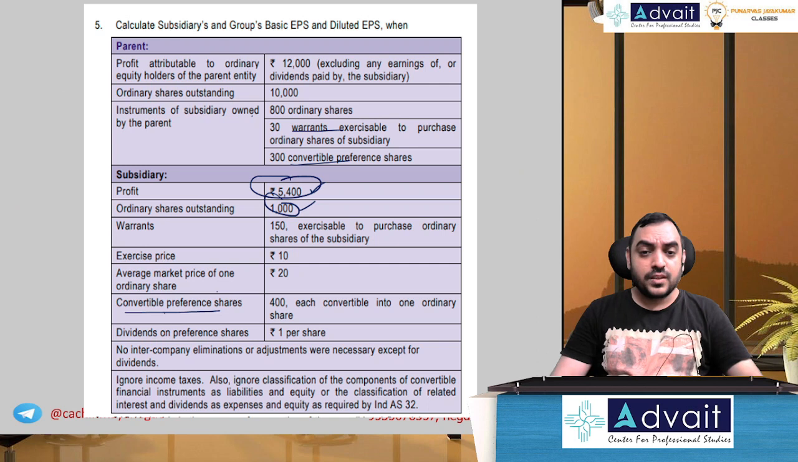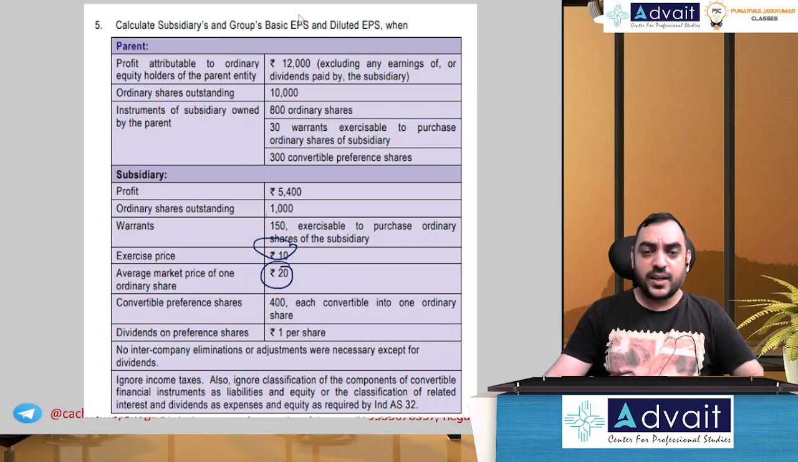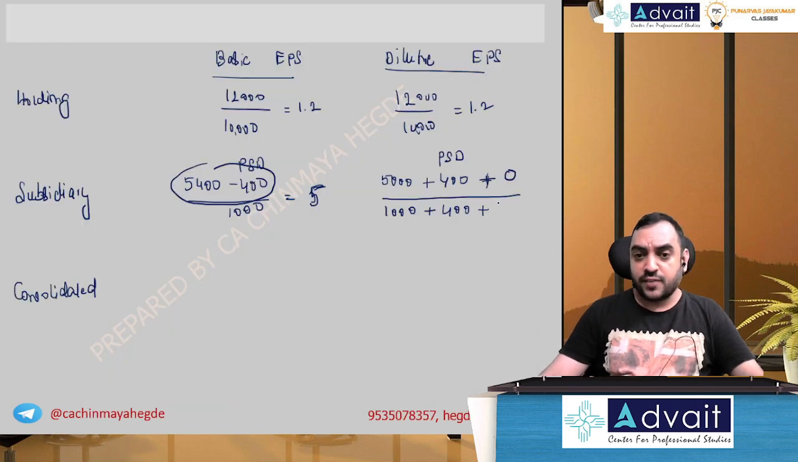What is that concession? Number of shares is 150, exercise price is 10, and the market price, fair value, is 20 rupees. So what is the concession? Concession is 20 minus 10, 10 out of 20 rupees, multiplied by 150 shares, correct? So can I do this calculation if it is not too much? Here, if I show the calculation, it is 20 rupees minus 10 out of 20 rupees multiplied by number of shares 150. Effectively I get 75 shares.